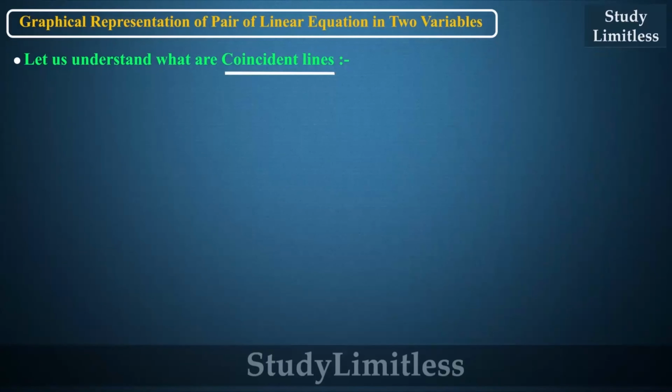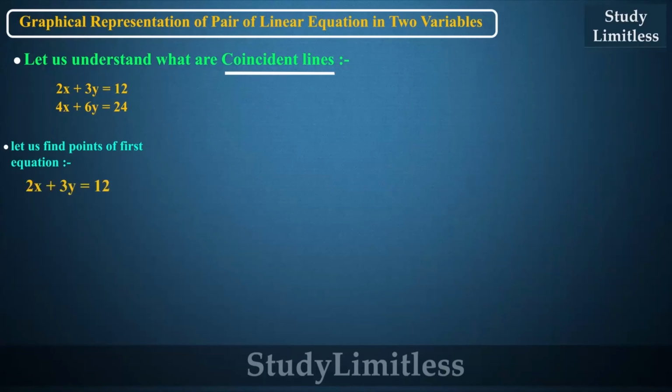Now we will understand what are coincident lines. For this, we have considered 2 equations. The first equation is 2x plus 3y is equal to 12. The second equation is 4x plus 6y is equal to 24. To plot both the equations on the graph, we need to have at least 2 points on each of the equations.